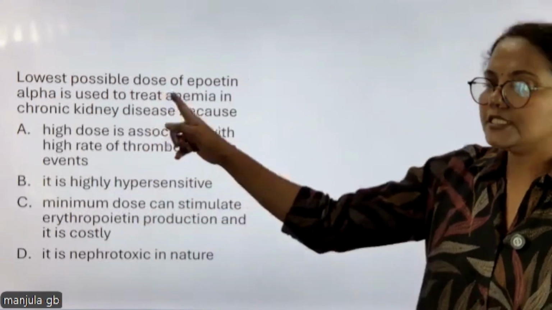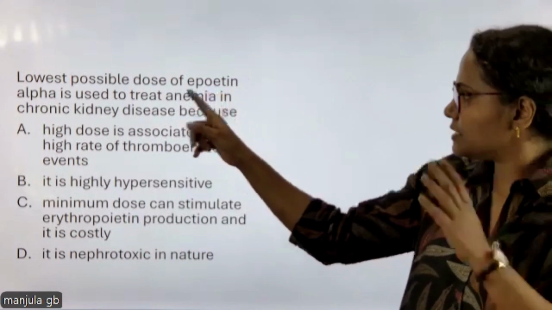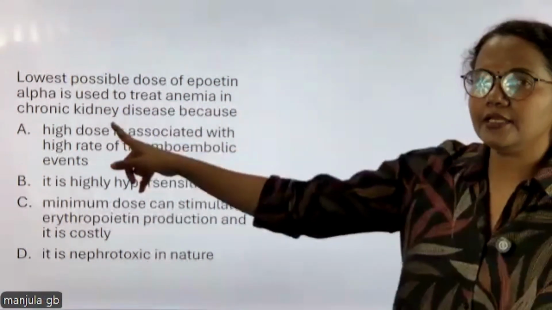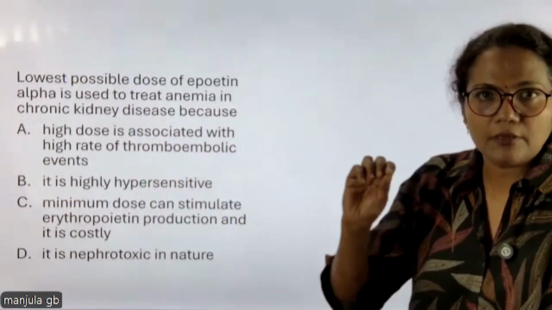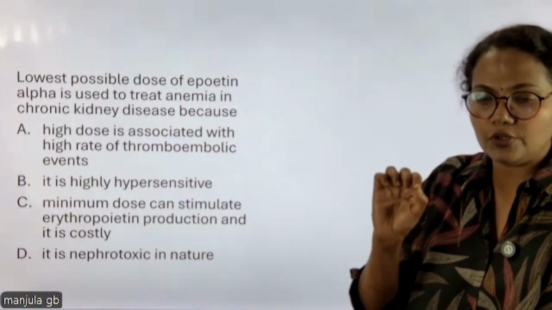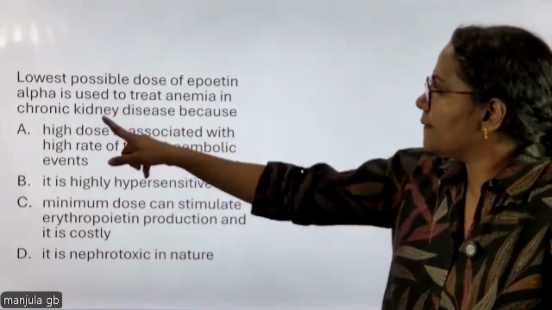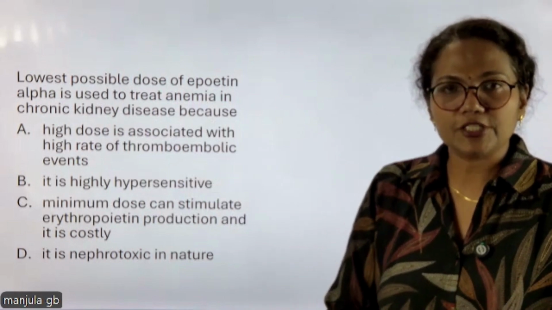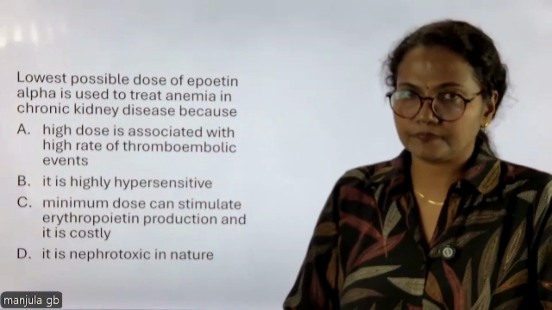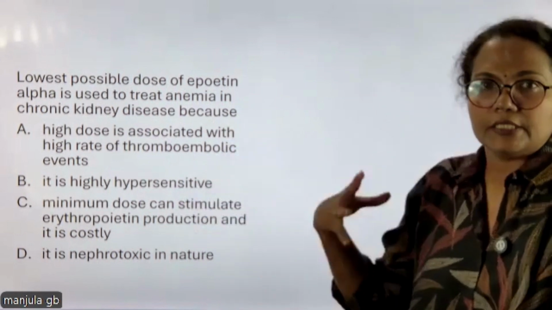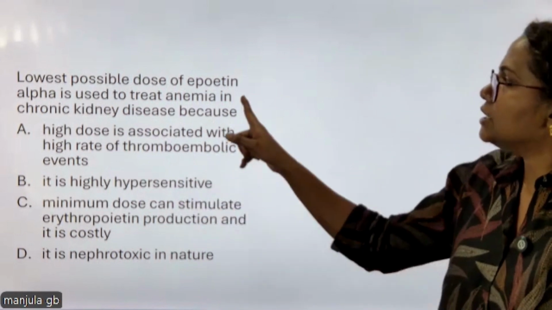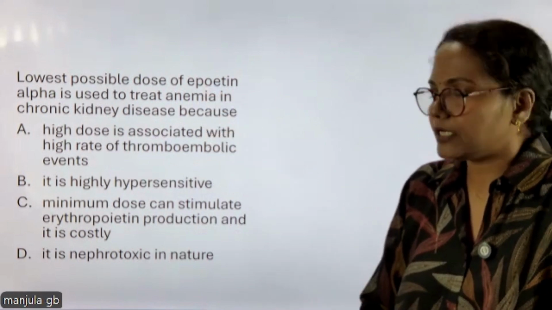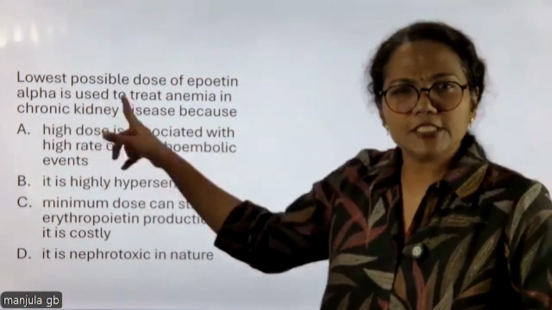Next one, the lowest possible dose of epoetin alpha, or erythropoietin alpha, is used to treat anemia in chronic kidney disease, because that means low dose is used to treat anemia. You know that in chronic renal failure there is every chance of developing anemia because of the suppression of the bone marrow and all of those things. So we usually give epoetin to stimulate the production of RBCs. So it is given in the lowest possible dose.